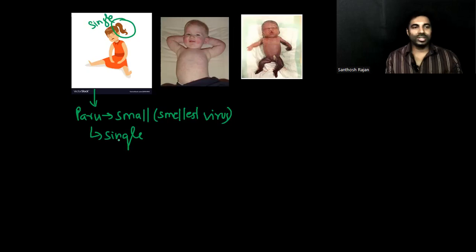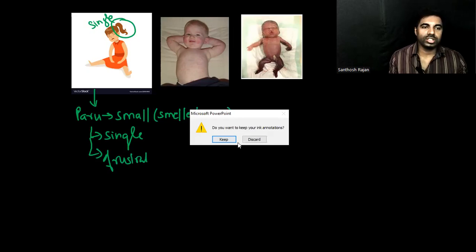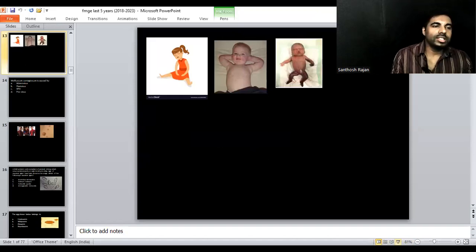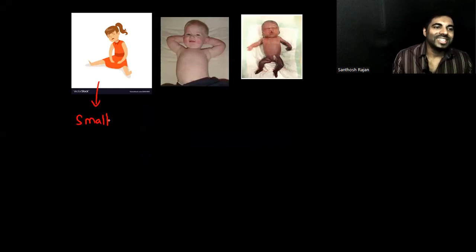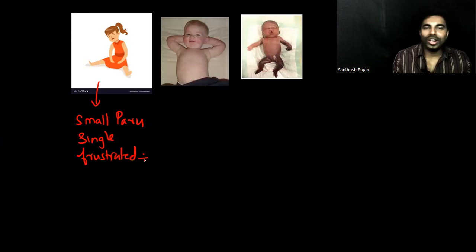Paru is single, always frustrated. Because of frustration, what does she do to the baby? She's always frustrated. This is the small Paru. She's always single, always frustrated. So she slaps the babies with five fingers.